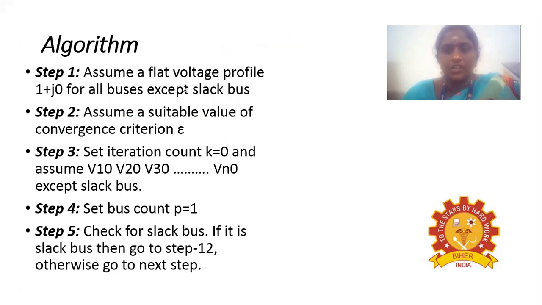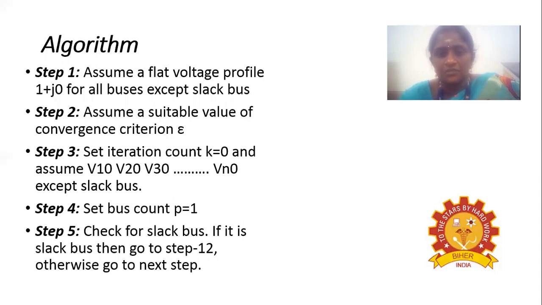First we have to assume a voltage profile, that is 1 plus j0, for all the buses except the slack bus. So the first step in the Gauss-Seidel method is to assume the initial voltage for all the buses except the slack bus. Why is the slack bus excluded? Because in the case of the slack bus, the magnitude of voltage and phase angle will be given to you. That's why, except for the slack bus, you have to assume the other buses as 1 plus j0.